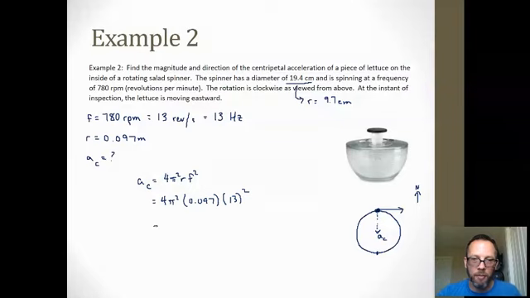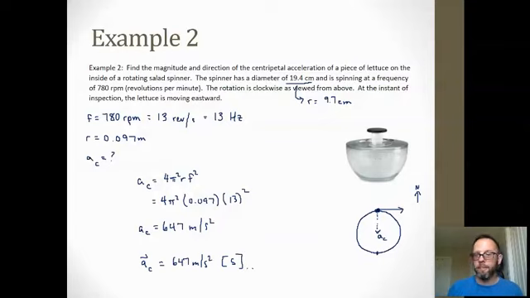So let's check out the acceleration of this guy. 4 times pi squared. We're expecting to get an extremely high acceleration here. Times 0.097 times 13 squared. That's pretty crazy. 647 meters per second squared. And we can finish this problem off by saying the centripetal acceleration is 647 meters per second squared, and the direction is south at the point we're inspecting it.